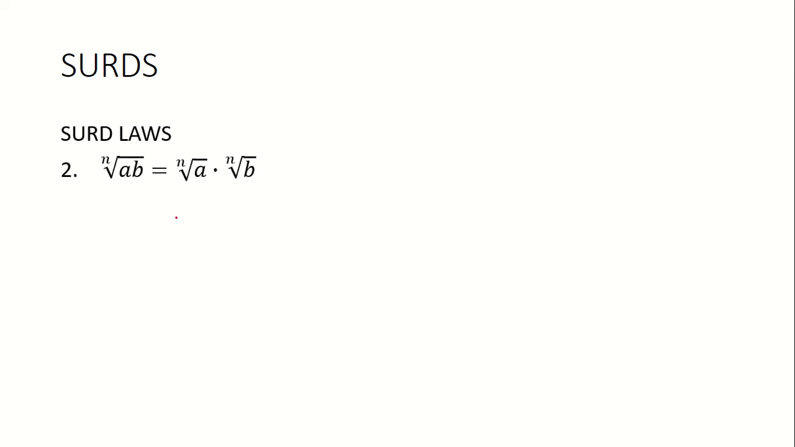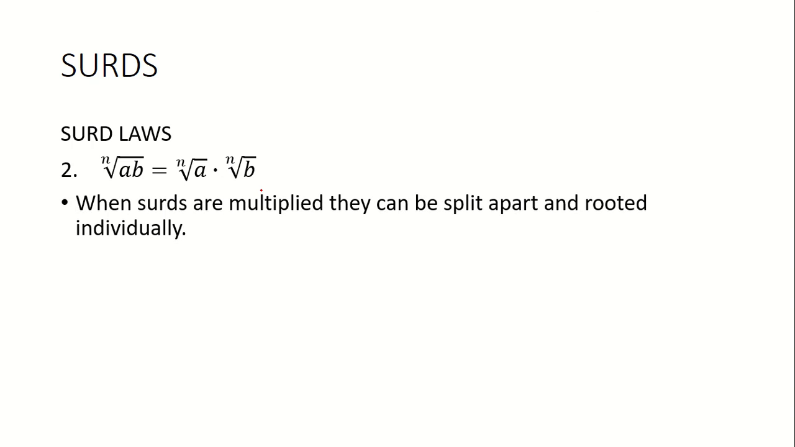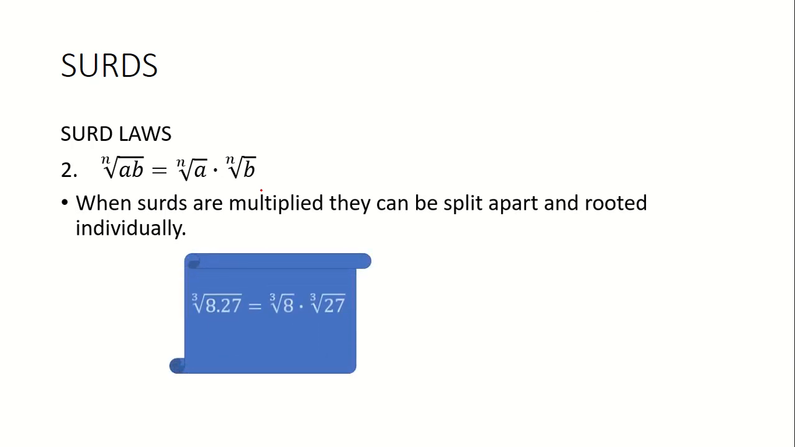Now, another surd law. It simply says that if I have the nth root of a times b, I can simply split the roots and give a the nth root and b the nth root and multiply them. That's what it simply says. When surds are multiplied, they can be split apart and rooted individually. Basically, if I have the cube root of 8 times 27, it is the cube root of 8 times the cube root of 27, which is 2 times 3, and 2 times 3 will be 6.